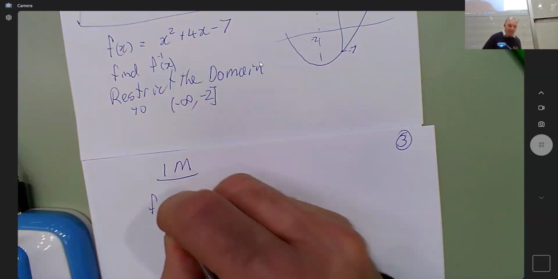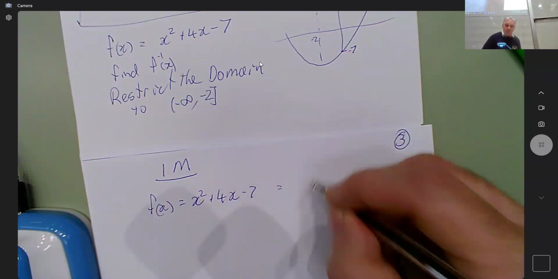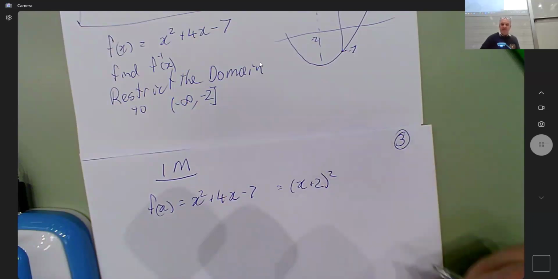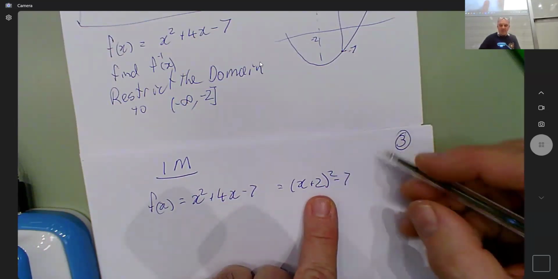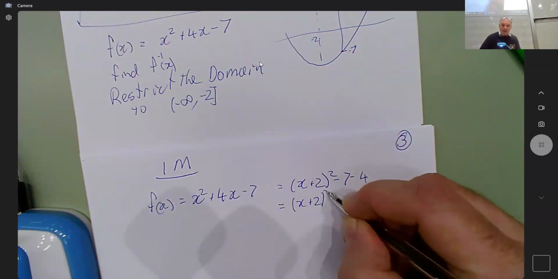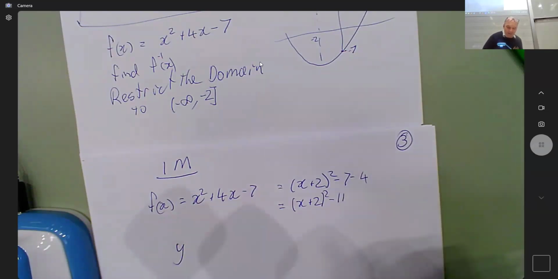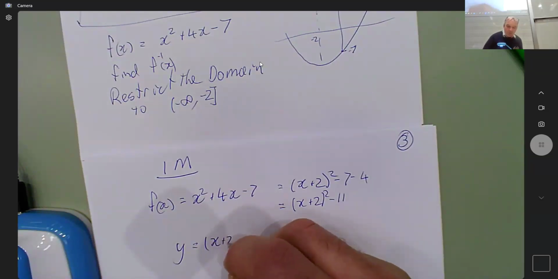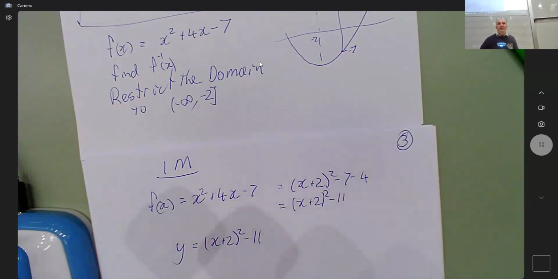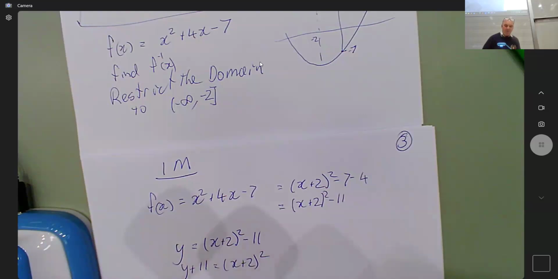So I'm going to write f of x, which we have said is x squared plus 4x minus 7, equals x plus 2 all squared minus 7. I've got to take away this number squared as well, minus 4. Now we'll write this as x plus 2 whole squared minus 11. So now I do the standard y equals x plus 2 all squared minus 11, and I change the subject of the formula to be x. So y plus 11 equals x plus 2 whole squared, and then I take the square root. At this point I'm going to put in the plus or minus.